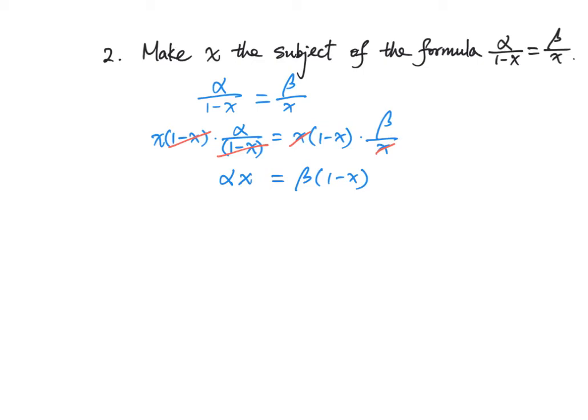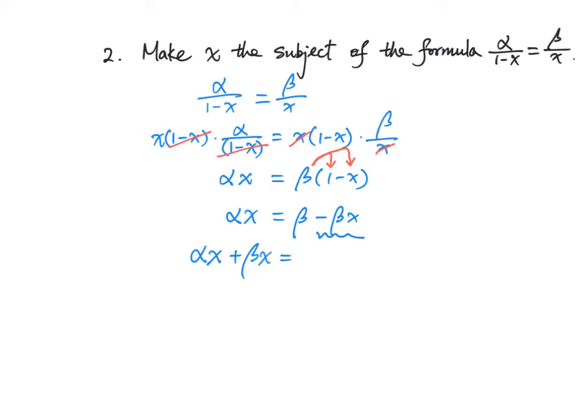Now there's a bracket. Let's expand it. Beta times 1, we have beta. Beta times negative x, we have negative beta x, equal to the left-hand side, alpha x. Because we want to make x the subject, I keep alpha x on the left and move negative beta x to the left. So change sign, change operation. This is subtraction, change to addition.